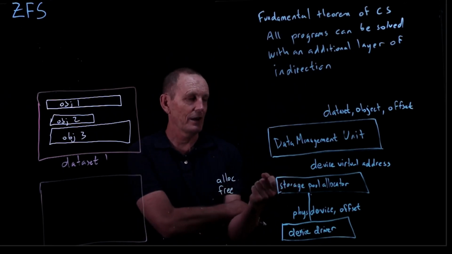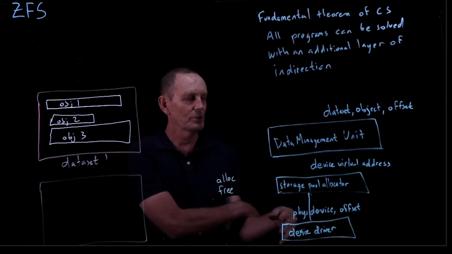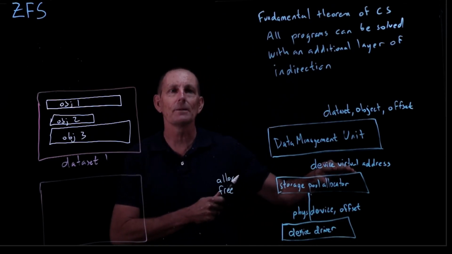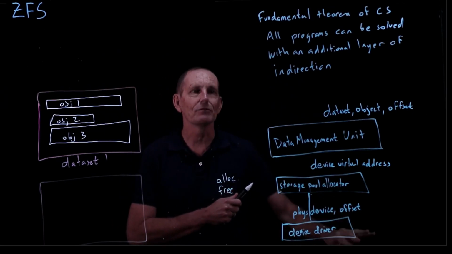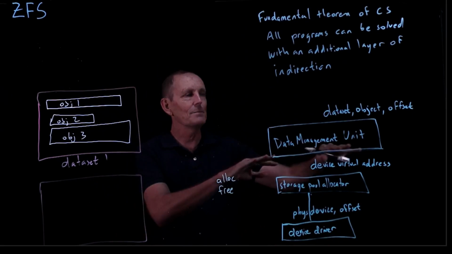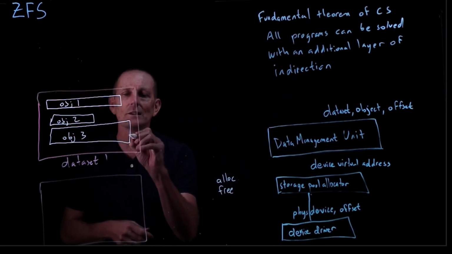So the storage pool allocator actually knows which of these are in use and which are free. That is, which of the device virtual addresses are in use and free. And from then on, it can determine when something is free, that can be freed down in the device driver. The data management unit is providing this higher level interface, and these can be large.